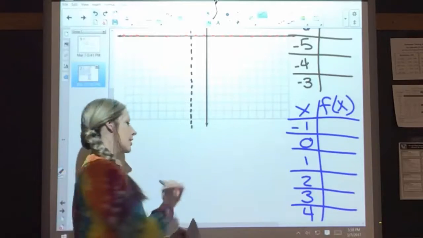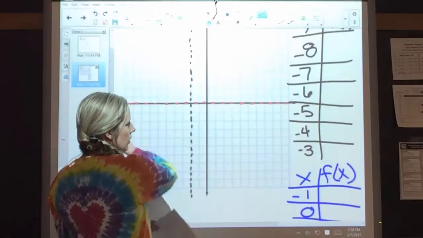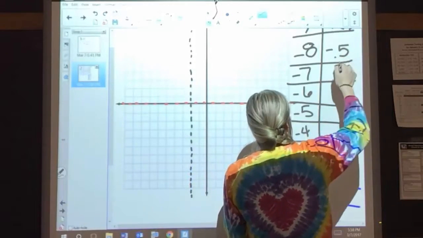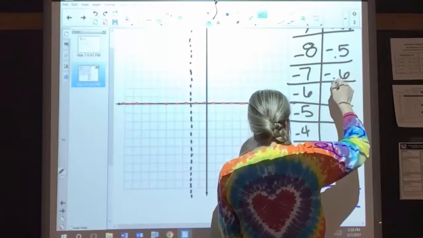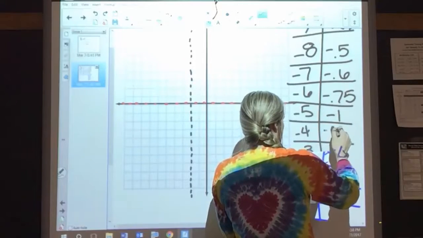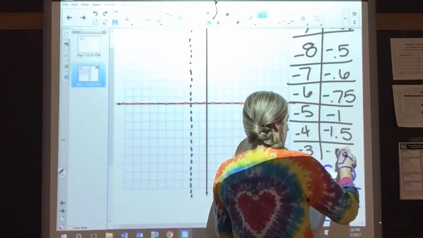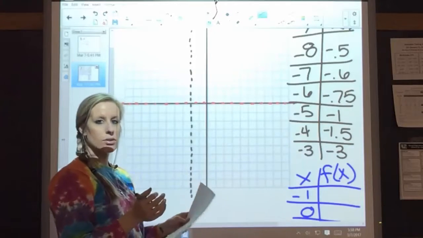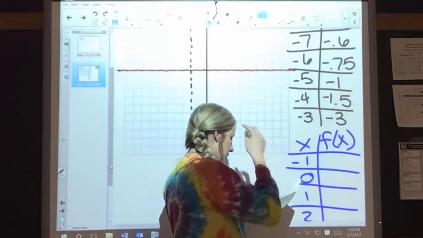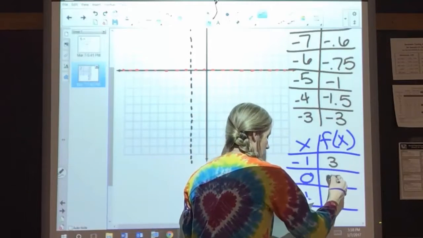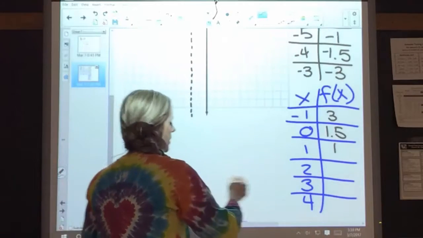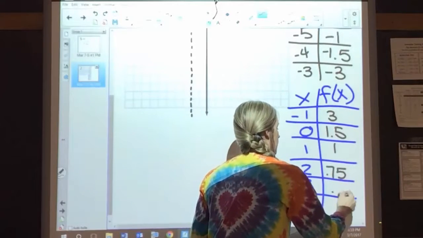All right, so look at your calculator. You're going to fill in your table. When x is -8, my y is -0.5, -7 is -0.6, -0.75. If you're not getting these numbers, then you put it in your calculator wrong. So go back to y equals, make sure you have those parentheses. Okay. -1, 3, 0, 1.5, 1, 0.75, 0.6, and 0.5.